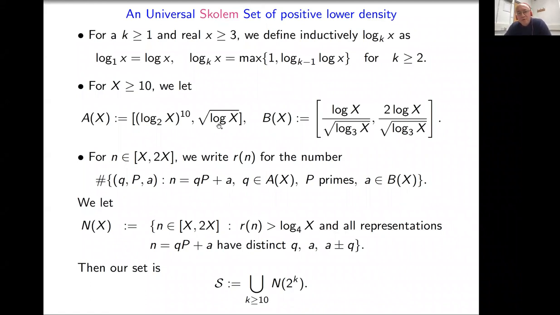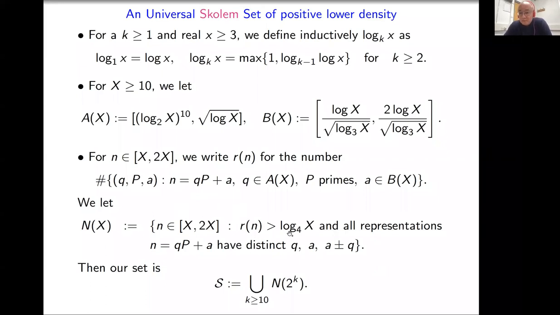But see, q goes up to the square root of log x, and this interval has size around log x. You lose a little bit. So this interval has size roughly log x divided by q times this fudge. So you certainly have many candidates. Out of all those candidates, when you compute the expression (n minus a) over q, you're going to get integers. And every now and then these integers are primes.